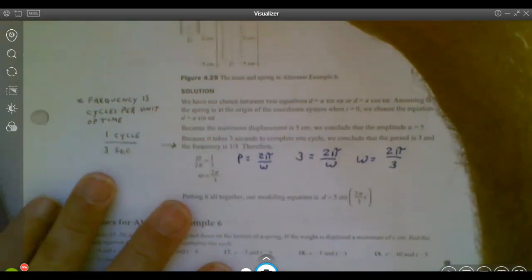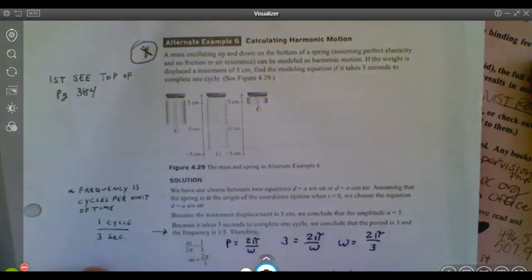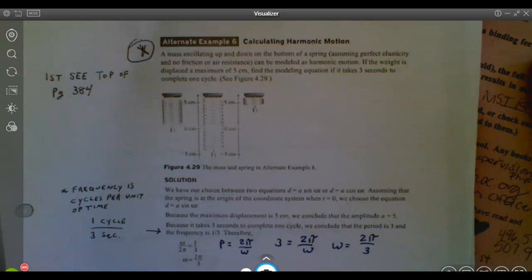If you need to see more information on the harmonic motion stuff, there's another example in the book on page 384, so you can always look at that further. But really, that's the base of it. It's just finding a sine or cosine model and plugging in the period as well as the amplitude to get a function for it. But that is it for chapter 4.